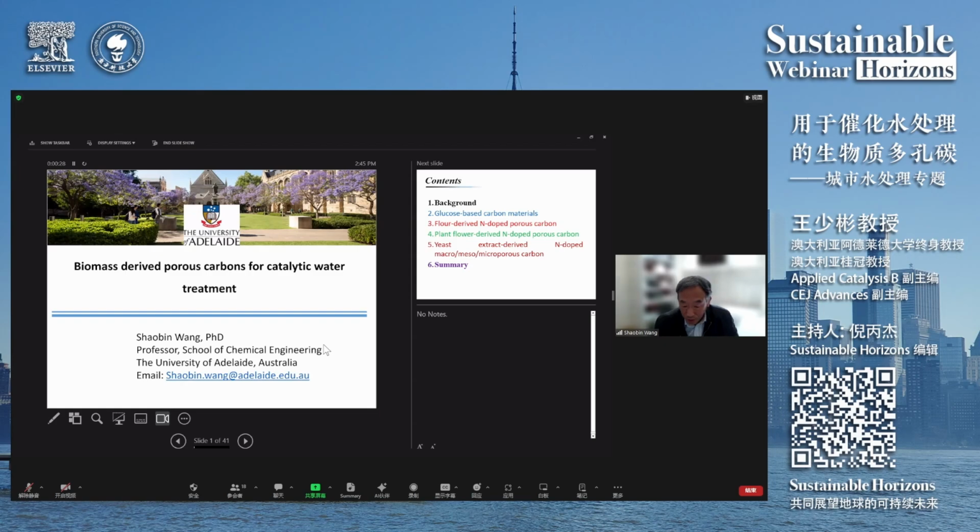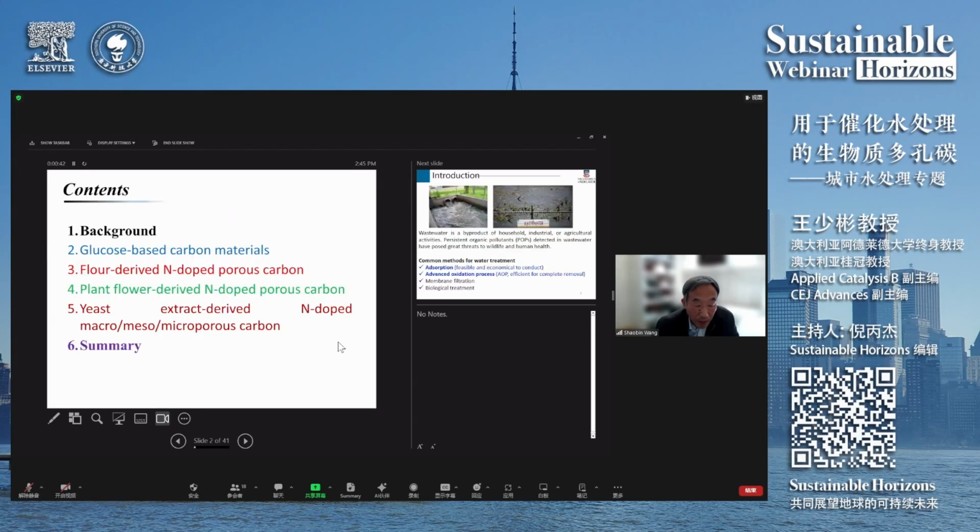It's my great pleasure to make this presentation to discuss my recent research. Today I would like to talk about biomass-derived porous carbon for technical water treatment. In my presentation, I would like to give you several cases in which we use different sources of carbon, different sources of biomass, to derive those carbons and use them to remove those contaminants in the waters.